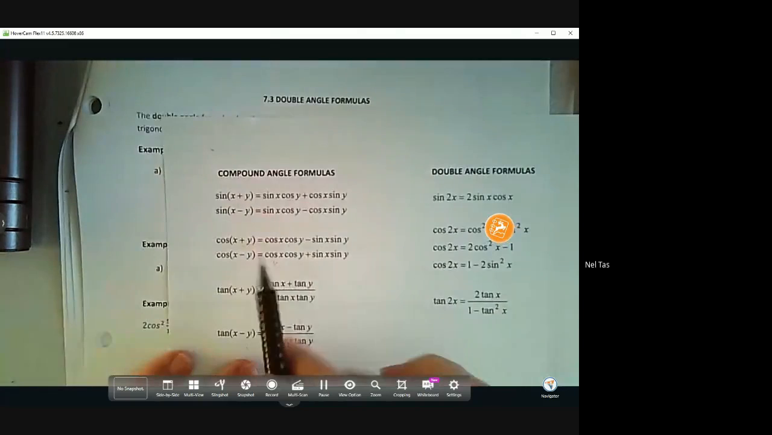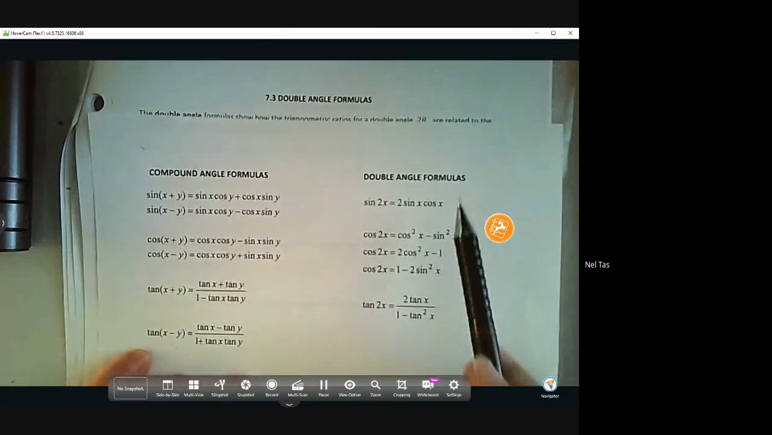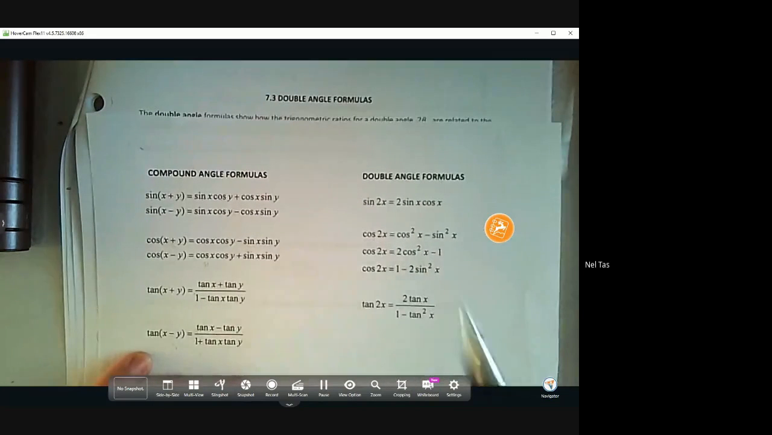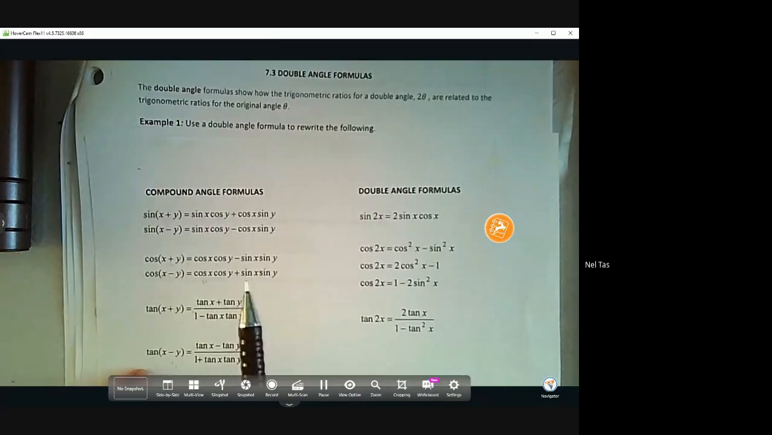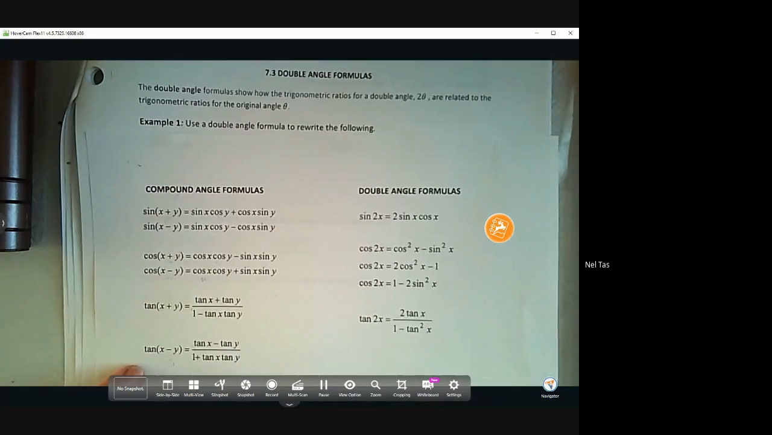Hi everyone. Today we are going to look at double angle formulas. In the previous lesson, we learned about compound angle formulas, and today we are going to look at double angle formulas. The double angle formulas show how the trigonometric ratios for a double angle 2 theta are related to the trigonometric ratios for the original angle theta.